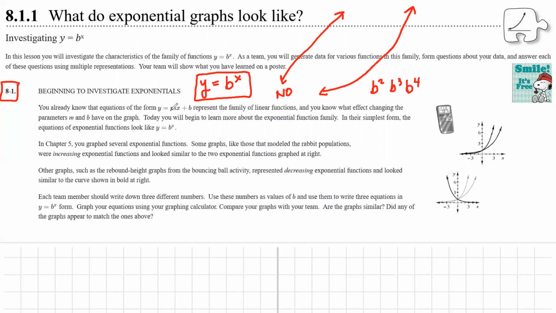You already know that equations of the form y equals mx plus b represent the family of linear functions. That's what a line is, right? Y equals mx plus b. We've done a bunch of those first semester. Well, now we're moving on to harder stuff. So you know what effect changing the m and b has. We studied that all first semester. Today, we're going to study y equals b to the x. In chapter 5, you graphed several exponential functions.